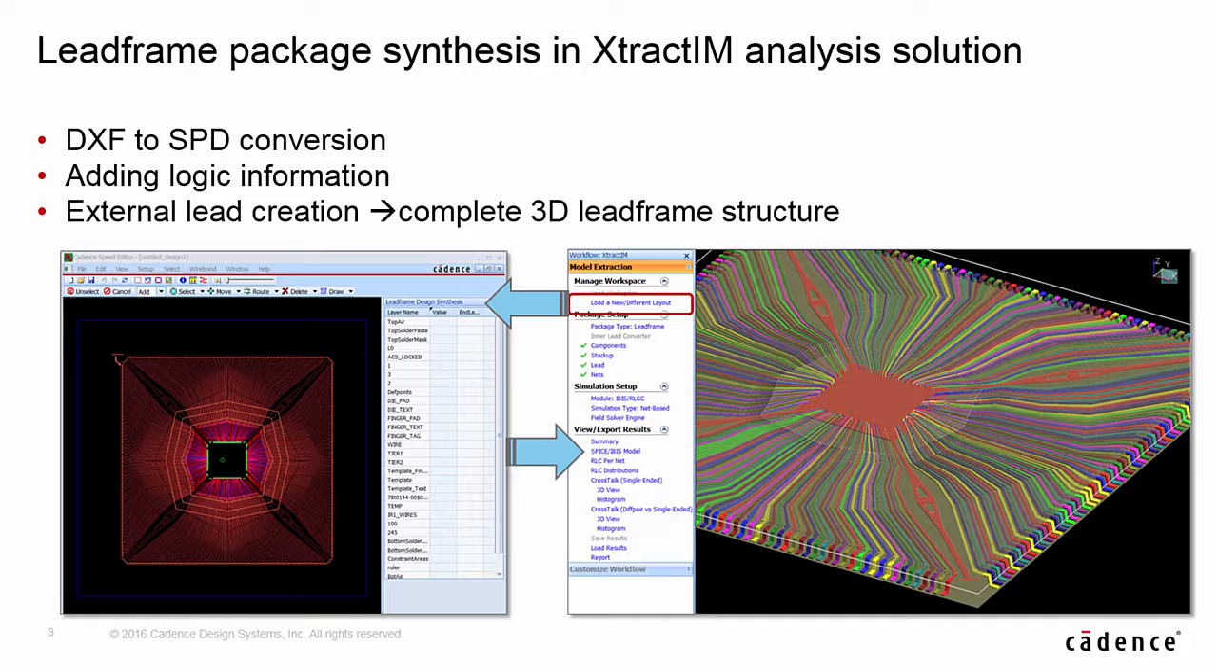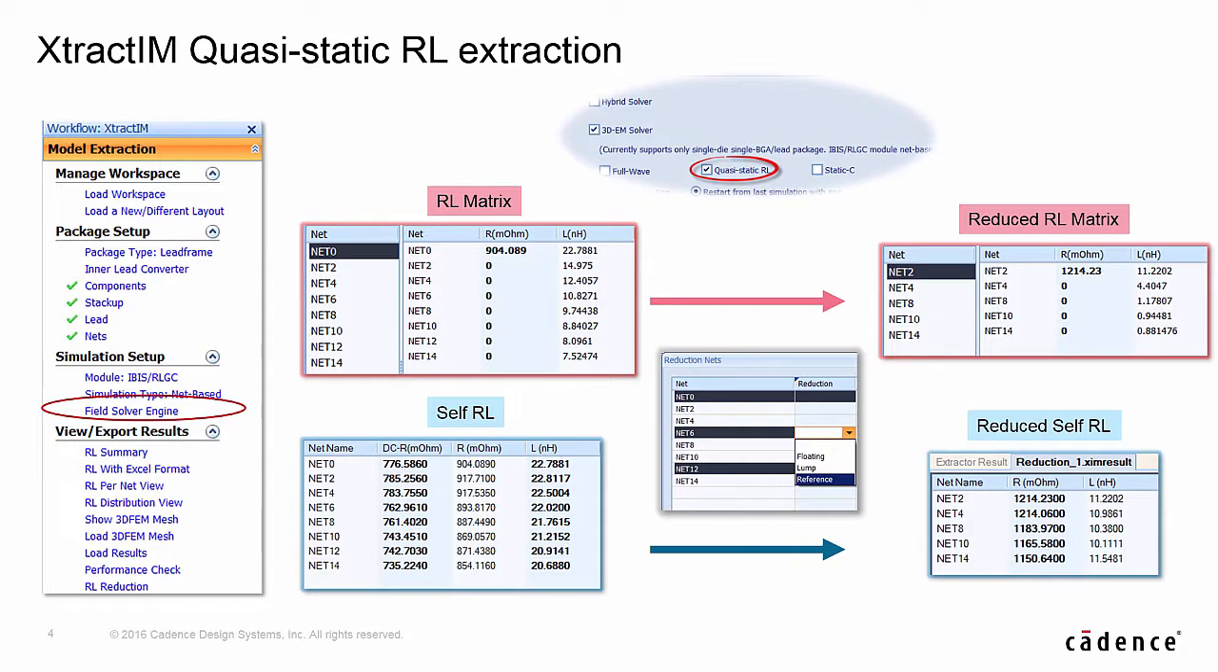In XtractRM, there is a specific workflow for lead frame package modeling. It supports the DXF to SPD file synthesis. The components and the netlist information can be automatically created for the lead frame package. It also supports out-lead profile setting to build up a complete 3D lead frame structure. Once the lead frame structure is built, the extraction step is the same as the other package types.